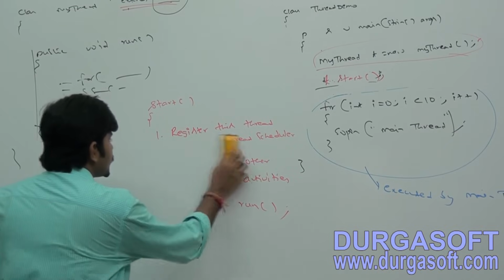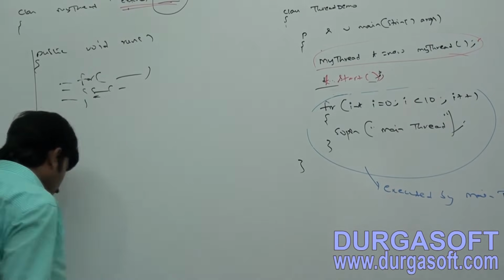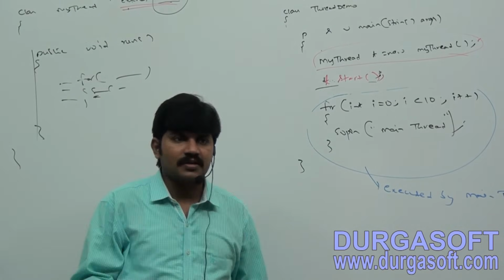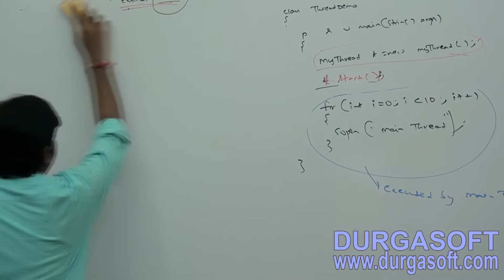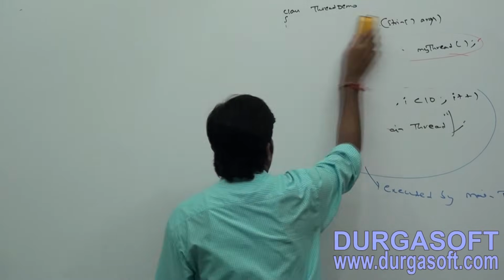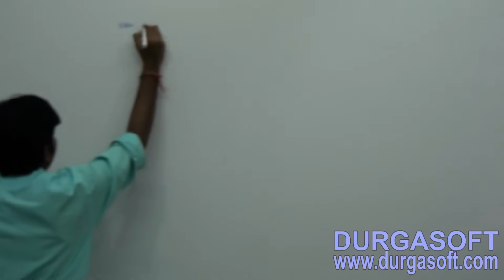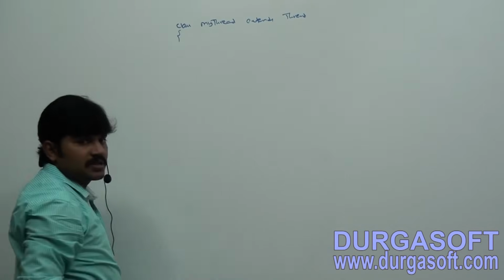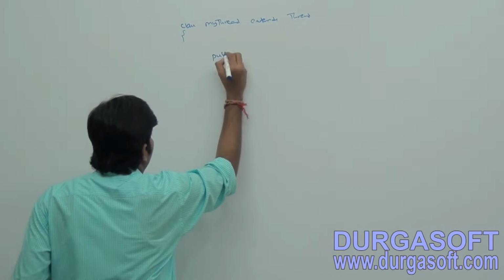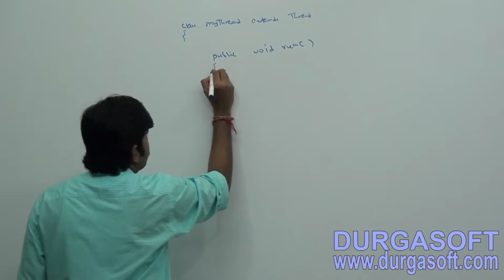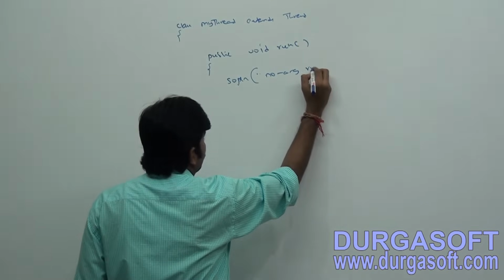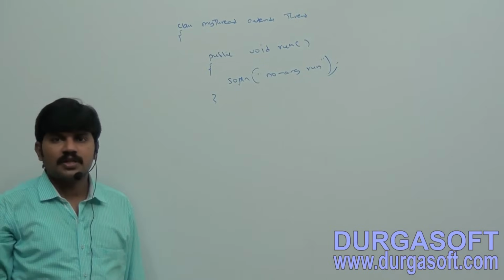Now case 4. Sir, overloading of run method, is it possible or not possible? Sir, I want to overload the run method. Okay, now observe. Understand this example well. I am taking class MyThread extends Thread class. Now here, public void run method, System.out.println no arg run. Like this I have a public void run method, no arg run method.